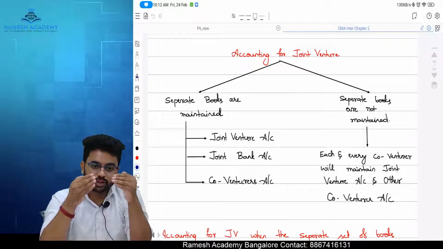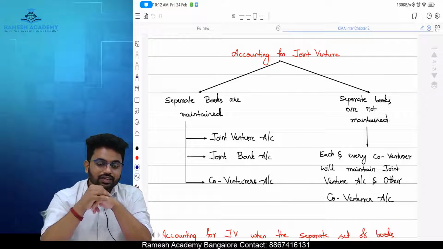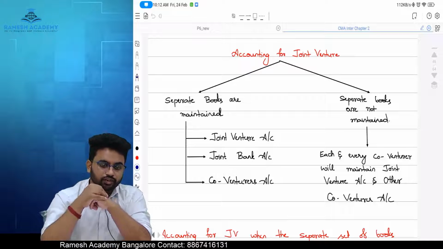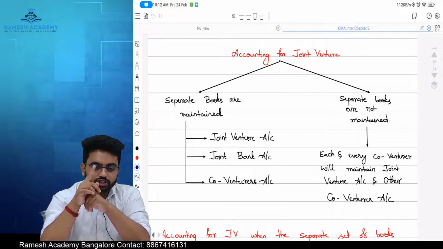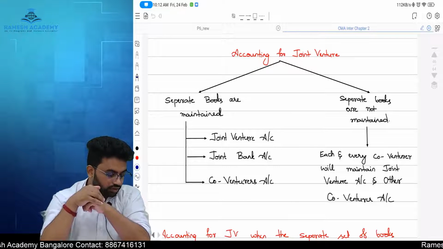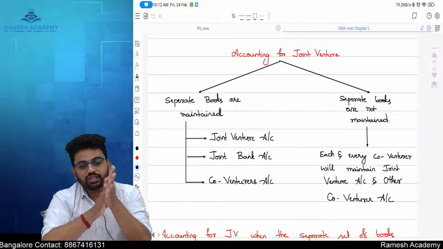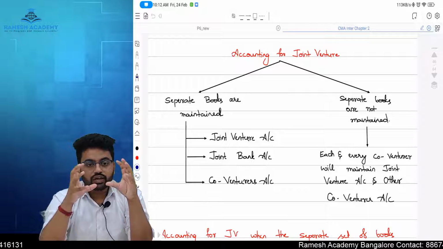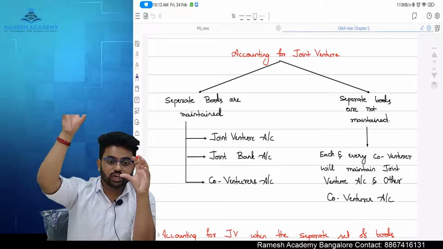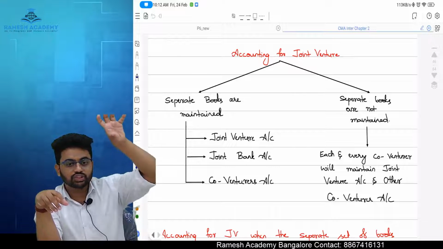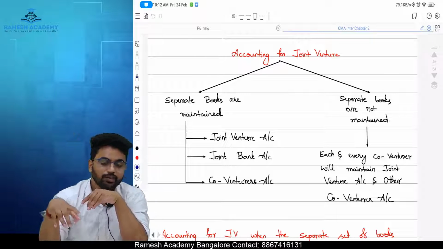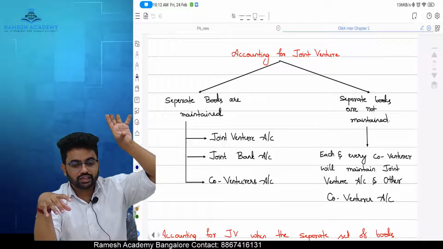Here he is going to maintain three accounts basically. What are the three accounts, sir? Joint venture account, joint bank account, co-venturer account. Now, sir, what is the joint venture account? Joint venture is a nominal account in which all the expenses of the joint venture will be debited and all the incomes of the joint venture will be credited.